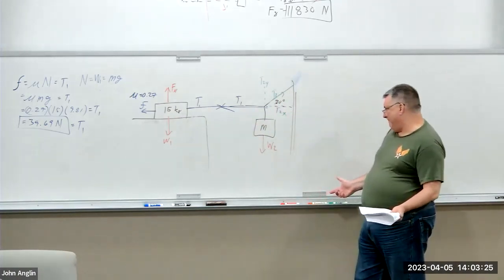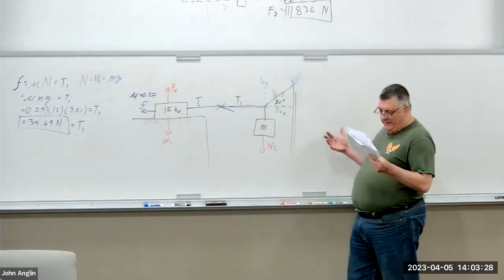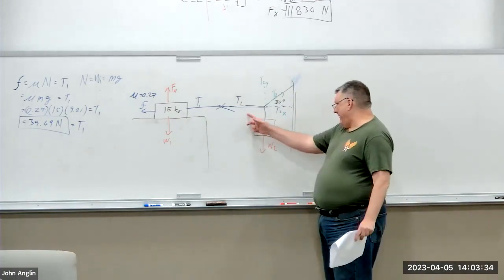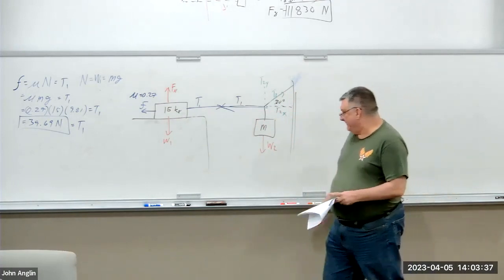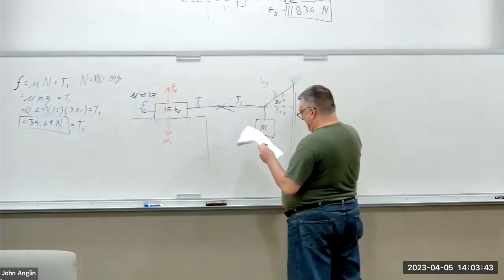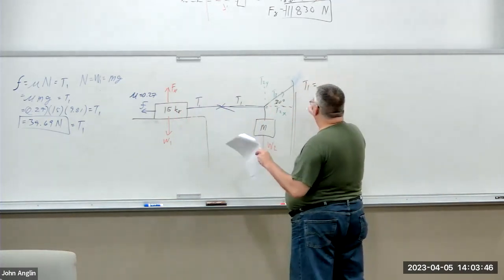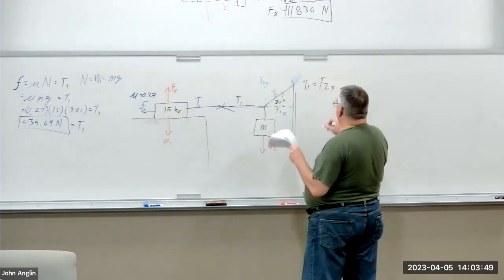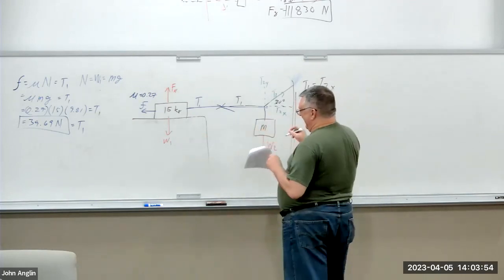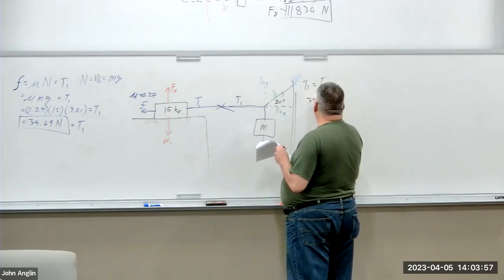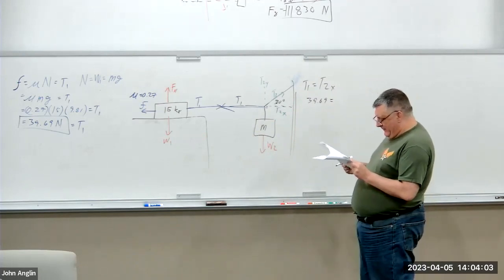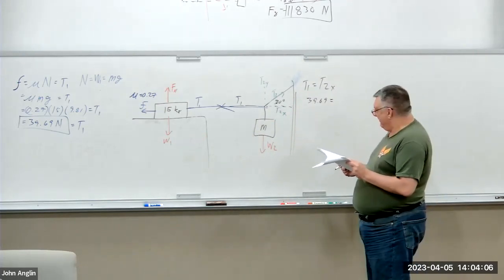We know it's in equilibrium. So what does that tell us? That all the X forces have to sum to zero. So what X forces do we have? We have T1 and T2 in the X direction. So that means that T1 has got to equal T2 in the X direction. We know what T1 is, right? We just solved for that. That's going to be 39.69 newtons. We want to know what T2 in the X direction is.